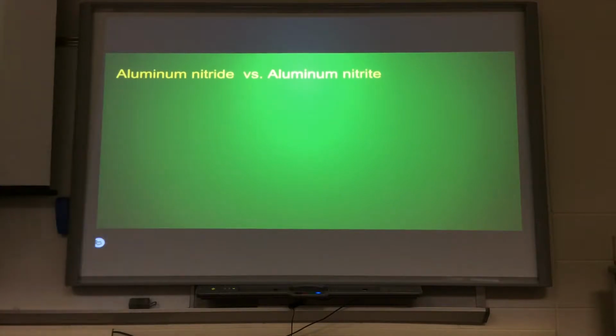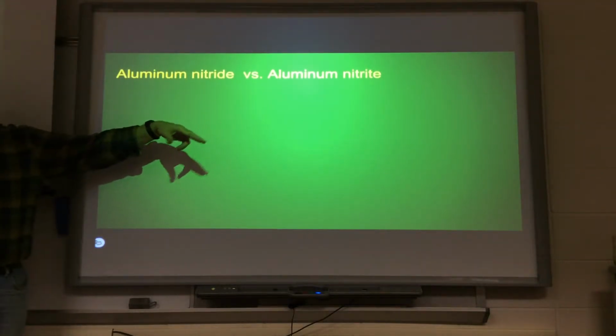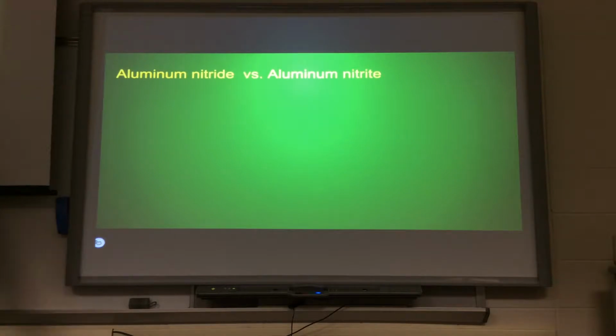So another example. You should be able to recognize the names for these 2 different compounds. Aluminum nitride and aluminum nitrite. Very close. In fact, it's only 1 letter different. But when you see nitride, that should automatically tip off your mind, like, oh, it's an I, it's an element most likely on the periodic table. There's going to be a couple of exceptions to that.